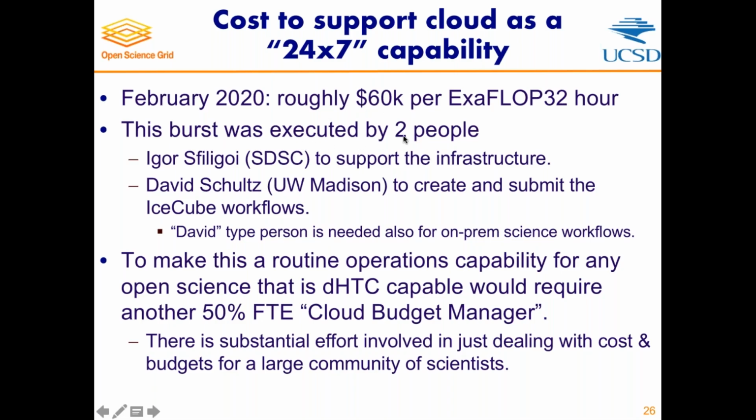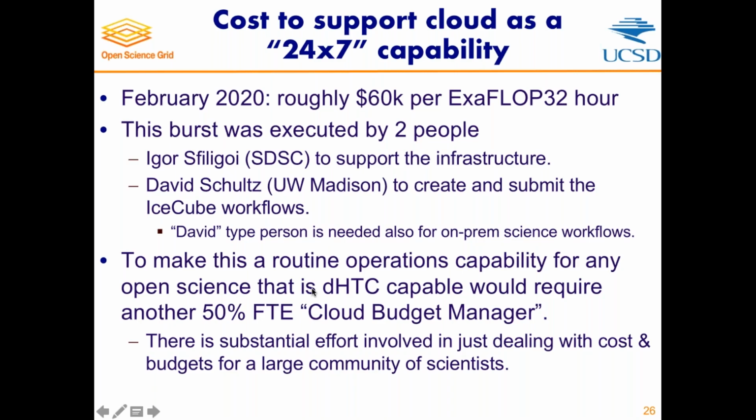And if you wanted to do this sort of thing at scale across many communities, this is the kind of effort that you would have to have in terms of humans. We did this with two people. One guy, Igor Sviligay from SDSC, supported the infrastructure. And one guy, David Schultz at UW-Madison, created all the workflows, submitted the workflows, and used the infrastructure. So you can think of David as the science user and Igor the infrastructure provider.